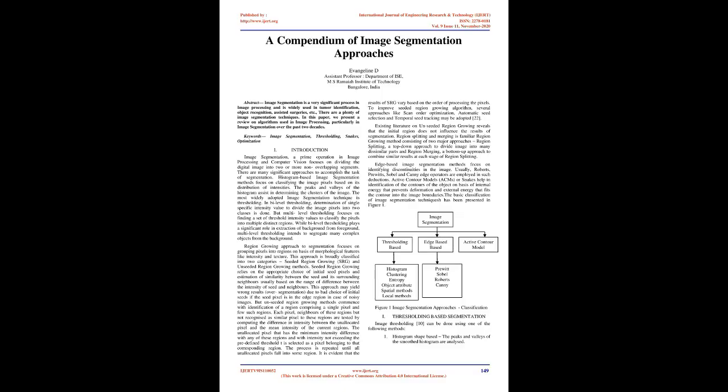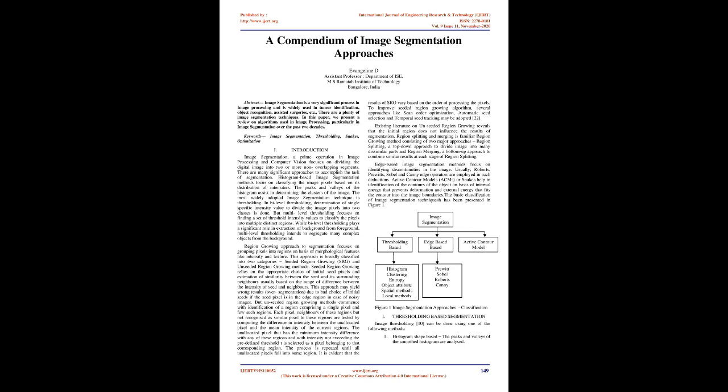A compendium of image segmentation approaches. Abstract: Image segmentation is a very significant process in image processing and is widely used in tumor identification, object recognition, assisted surgeries, etc. There are plenty of image segmentation techniques. In this paper, we present a review on algorithms used in image processing, particularly in image segmentation, over the past 2 decades. Keywords: image segmentation, optimization, thresholding, snakes.